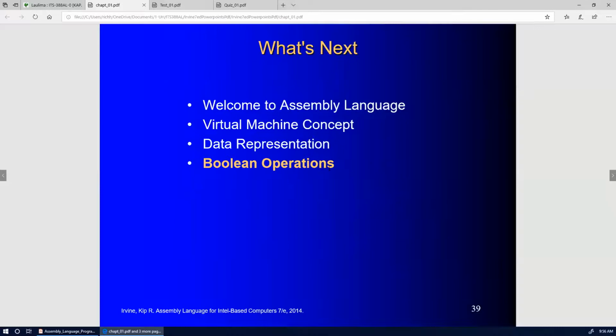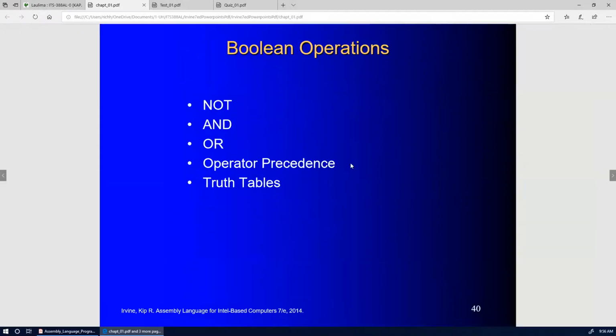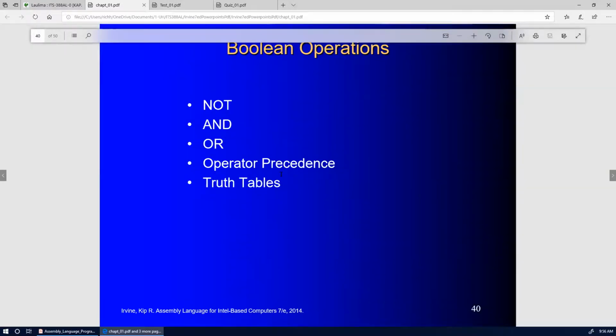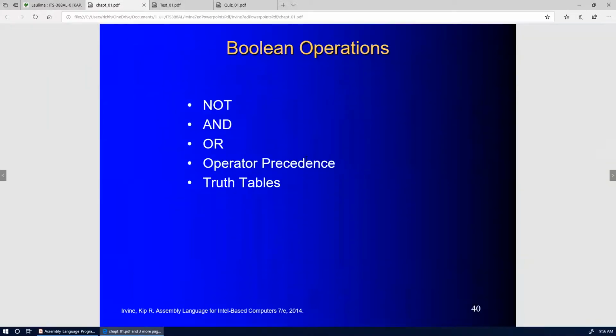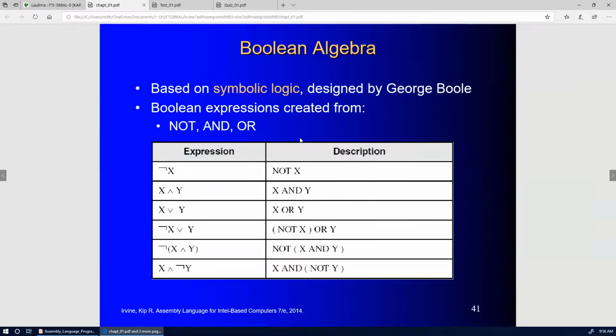Okay, Boolean operations. This is the last important thing that you have to know how to do. NOTs, ANDs, ORs, operator precedence. There's operator precedence down at this level also with Boolean. And truth tables are very interesting, but it's hard for me to think of a case where you're actually going to need to create a truth table to figure out the solution to something. If you're implementing the digital logic to implement an instruction set architecture, you work with truth tables all the time. But so that could be why.